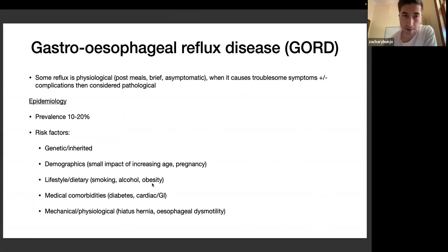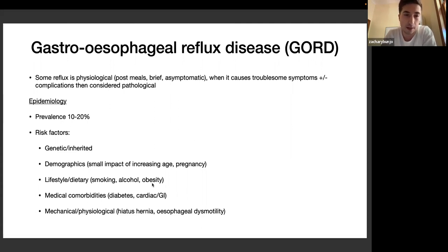So starting with reflux or GORD, some reflux to some degree is physiological, and that's typically brief, post meals and asymptomatic. But when it causes troublesome symptoms or complications, it's considered pathological. GORD roughly has a prevalence somewhere between 10 to 20%, so it's fairly common.